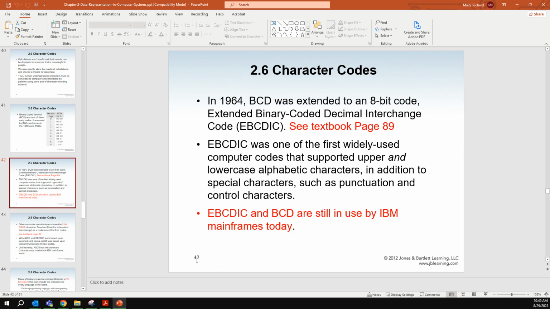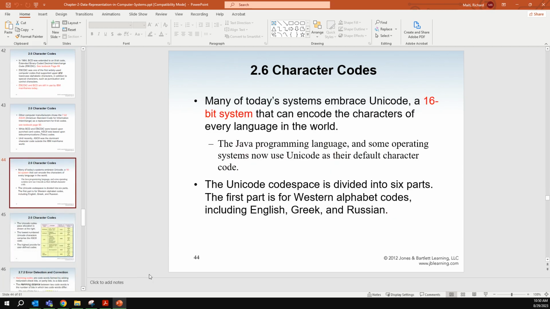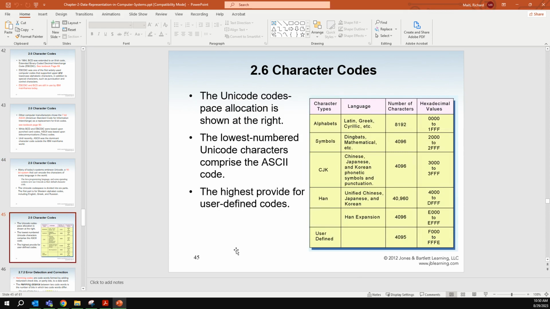EBCDIC is one of the first widely used computer codes that support upper and lowercase alphabet characters. You've heard of ASCII as a 7-bit code, American Standard Code for Information Interchange. Then there are other standards as well, and IBM mainframe standards that were used. For the 16-bit system, the Java programming language and some other operating systems use Unicode. Character codes, different alphabet symbols, CJK, Han, user-defined.